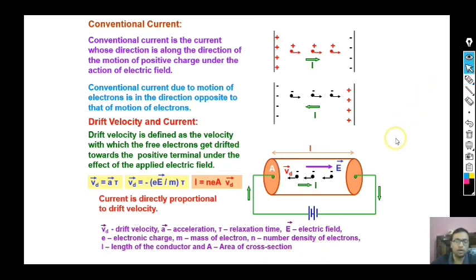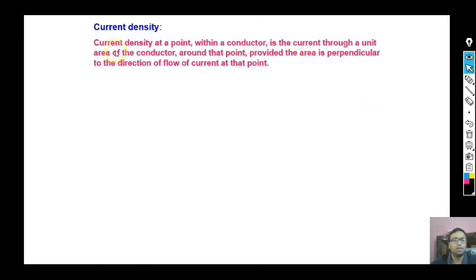Now we will move to our next topic, which is current density. So first we will understand its definition. Current density at a point within a conductor is the current through a unit area of the conductor around that point, provided the area is perpendicular to the direction of flow of current at that point.